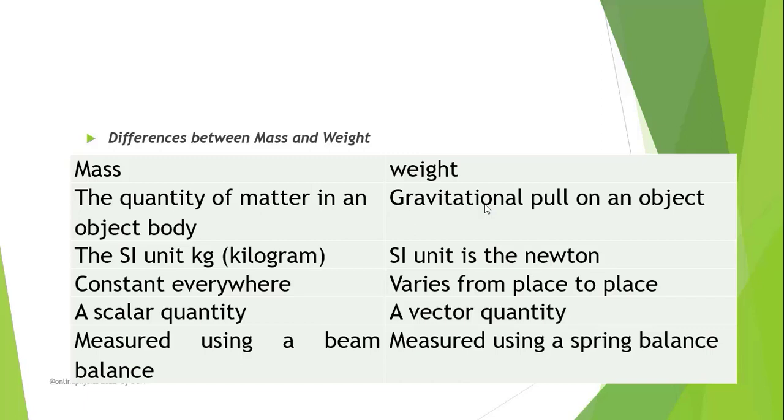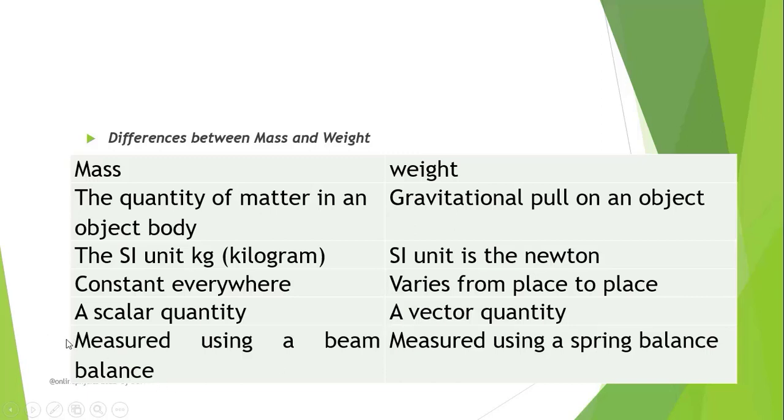Then mass is a constant everywhere, unlike weight, which varies from one place to the other. Actually, it varies because it depends on the acceleration due to gravity. Then what type of quantities are they? That is another parameter. Mass is a scalar quantity. It only has a magnitude but no direction. But weight is a vector quantity. It has both magnitude and direction.